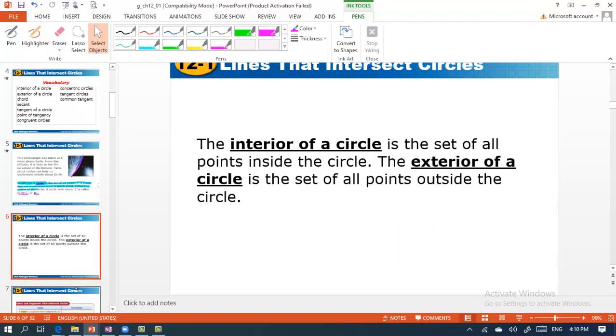What is the interior of a circle or the exterior of a circle? Imagine that I have a circle like this one. The interior of the circle is inside, it's here. The exterior of the circle is outside. Any point on the circumference of the circle is on the circle. Any point inside means in the interior of the circle, or outside means at the exterior of the circle.